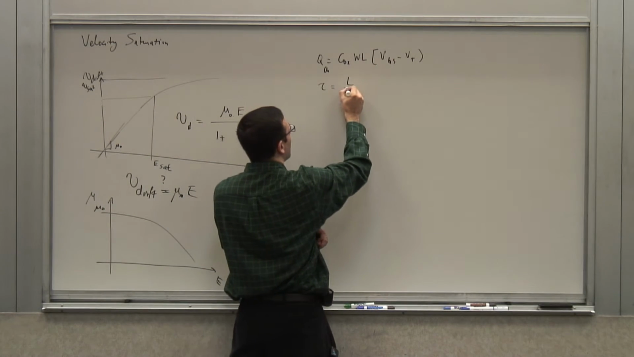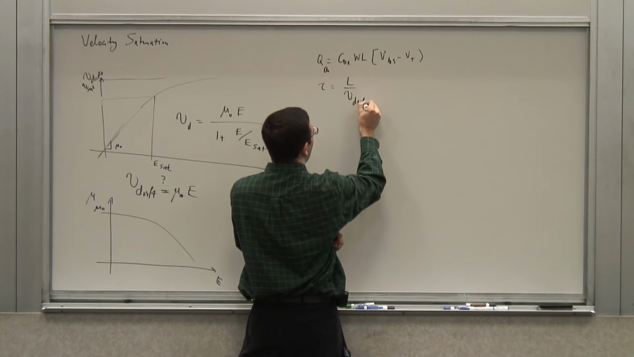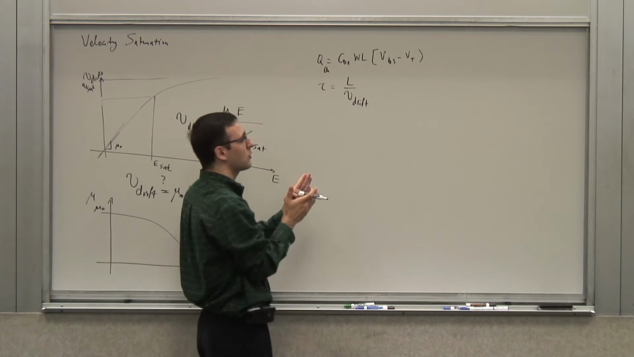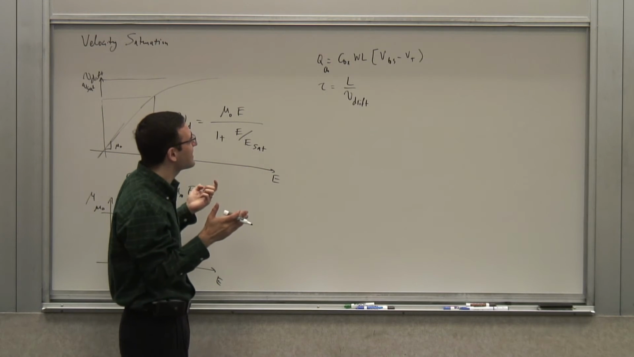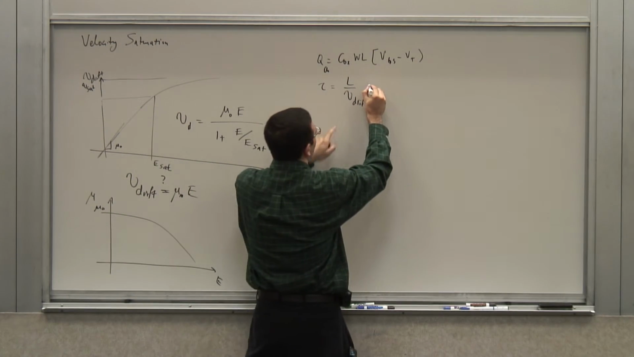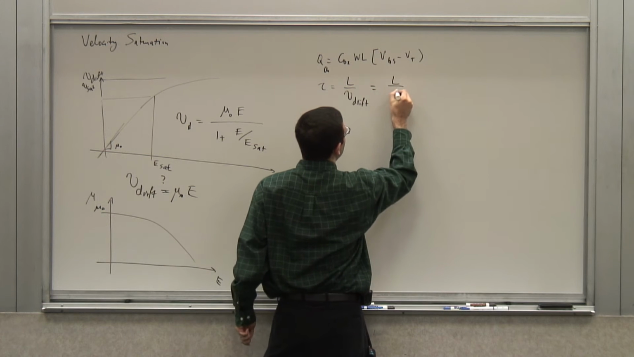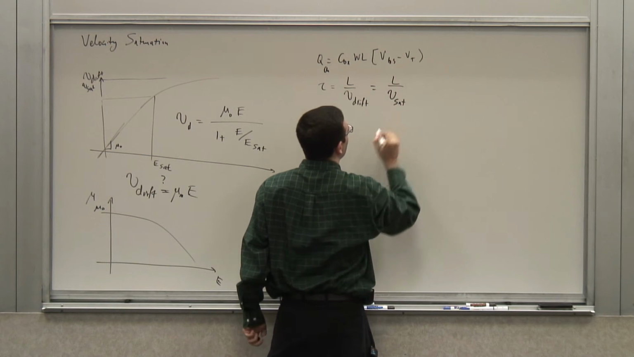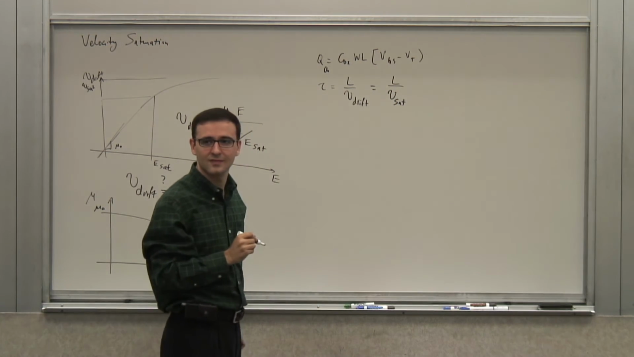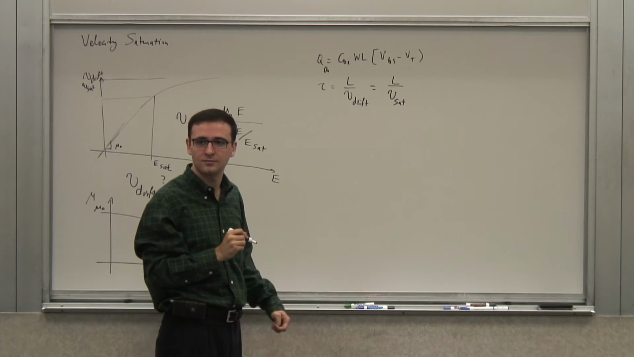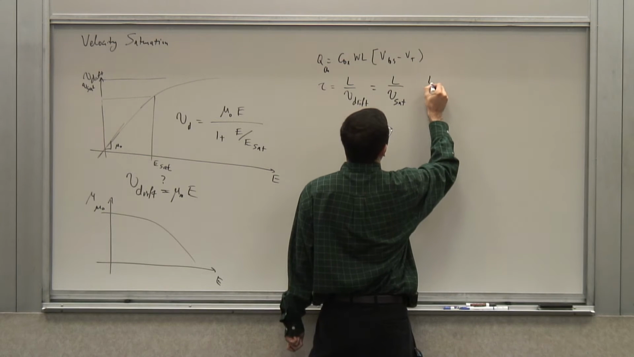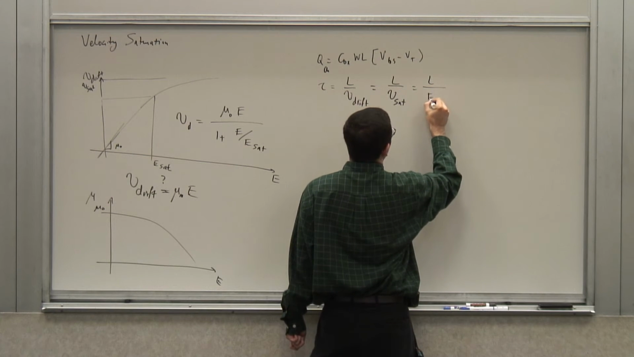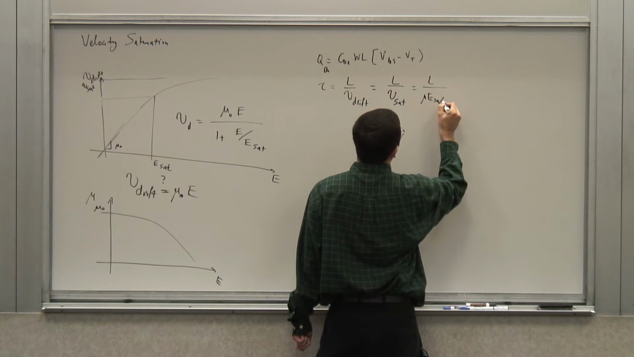L over V drift, right? But now the difference is that, let's say the channel length is very short and the voltage across that is large, so the electric field is high. In that case, in the limit, this is limited by V_sat, right? In the limit, that's what it's going to be. It's going to be saturated. And basically you can rewrite it as L over mu E_sat.